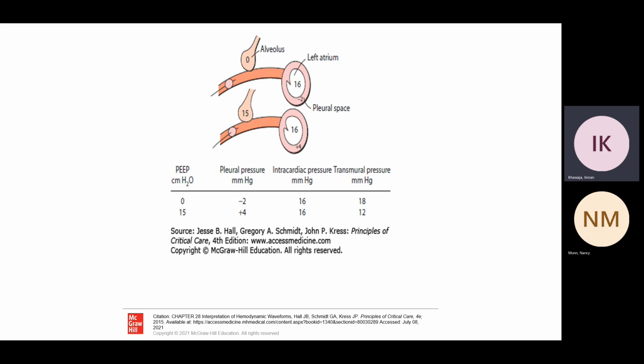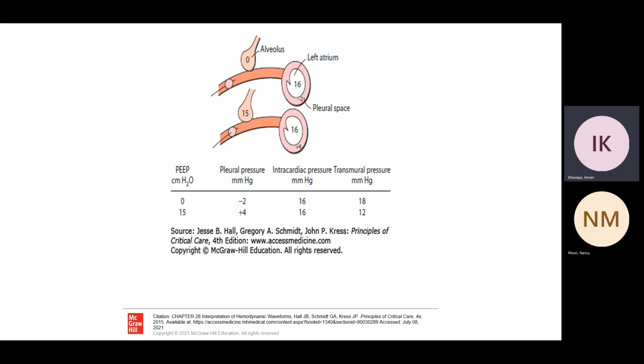No, it shouldn't be here. I'll explain it to you over here. This is your wedge, your Swan wedge. This is the pleural space, and this is with the alveoli here. And this is here after you apply your PEEP, or your transmural pressure. If you have 0 PEEP, your pleural pressure is -2, right? Normal. So your transmural pressure will be 18.